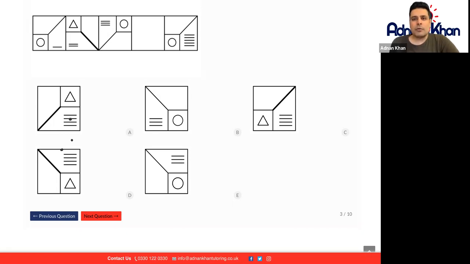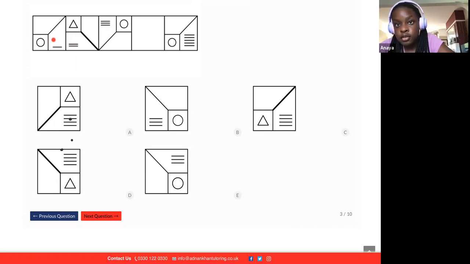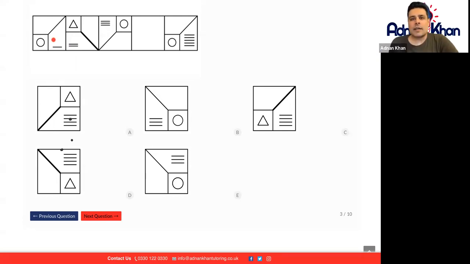Okay. So moving from left to right, the smaller square and line rotates 90 degrees, clockwise each time. The short parallel lines increase by 1 each time. So can you see here? We've got 1 line, 2 lines, 3 lines. And how many do you think our answer is going to have?